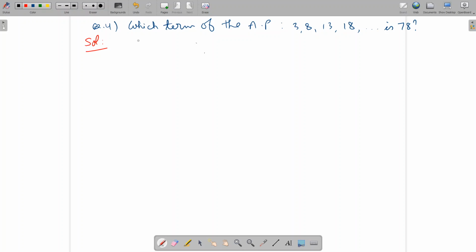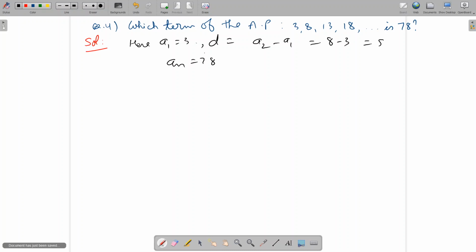Question number 4. Which term of the AP 3, 8, 13, 18, and so on is 78? So here, first term, that is a1 equal to 3, d equal to a2 minus a1, that is equal to 8 minus 3 equal to 5. And what is an? an equal to 78. And we know the formula of an, that is a1 plus (n minus 1) into d equal to 78.